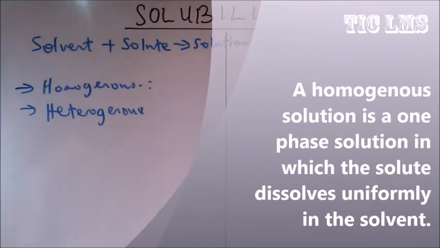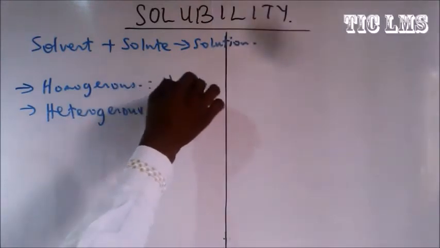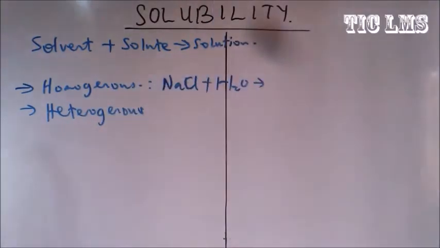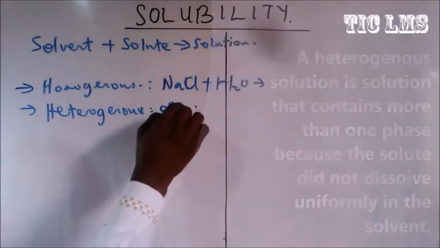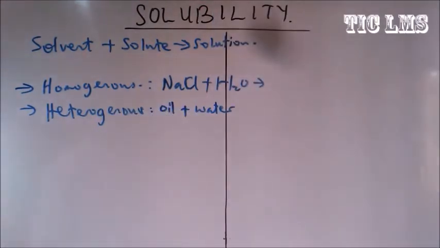For instance, salt, that is NaCl, dissolved in water will produce a homogeneous solution, whereas a heterogeneous solution contains more than one phase and does not produce a uniform solution. An example is a mixture of oil and water. No matter how you try to mix it, you will end up having two phases, whereby the water, which is denser, will go down, while the oil, which is less dense, will be on top.